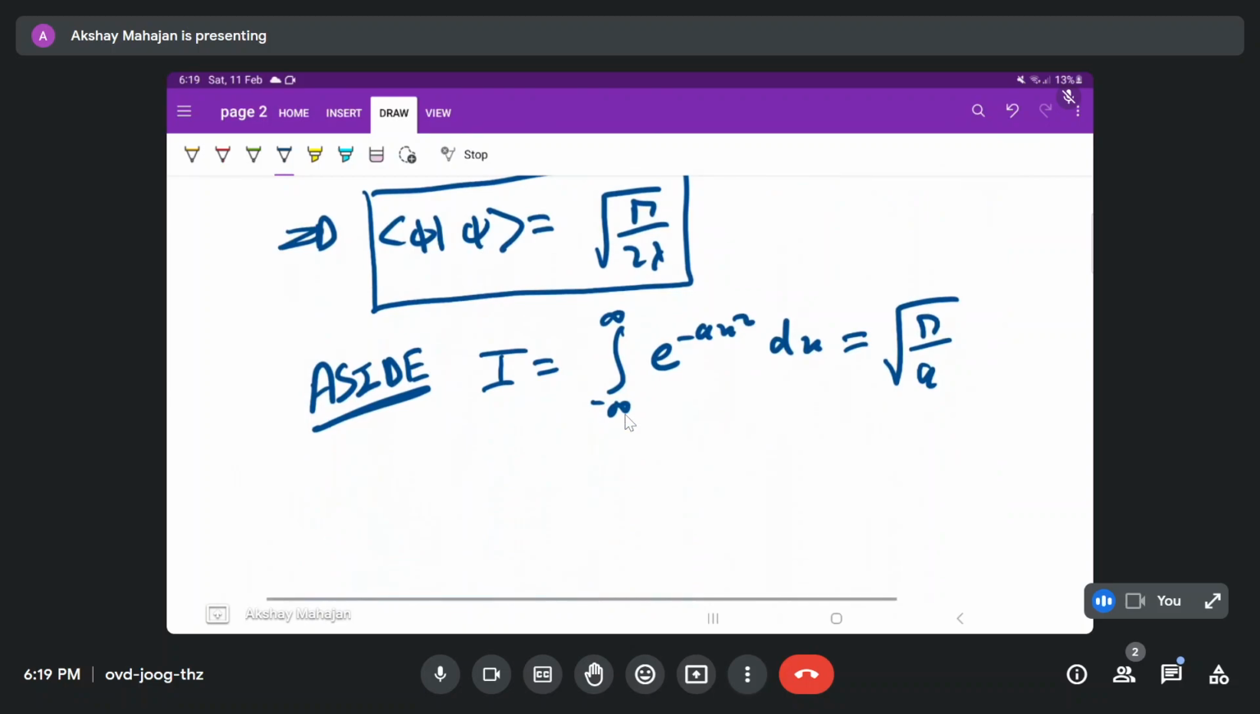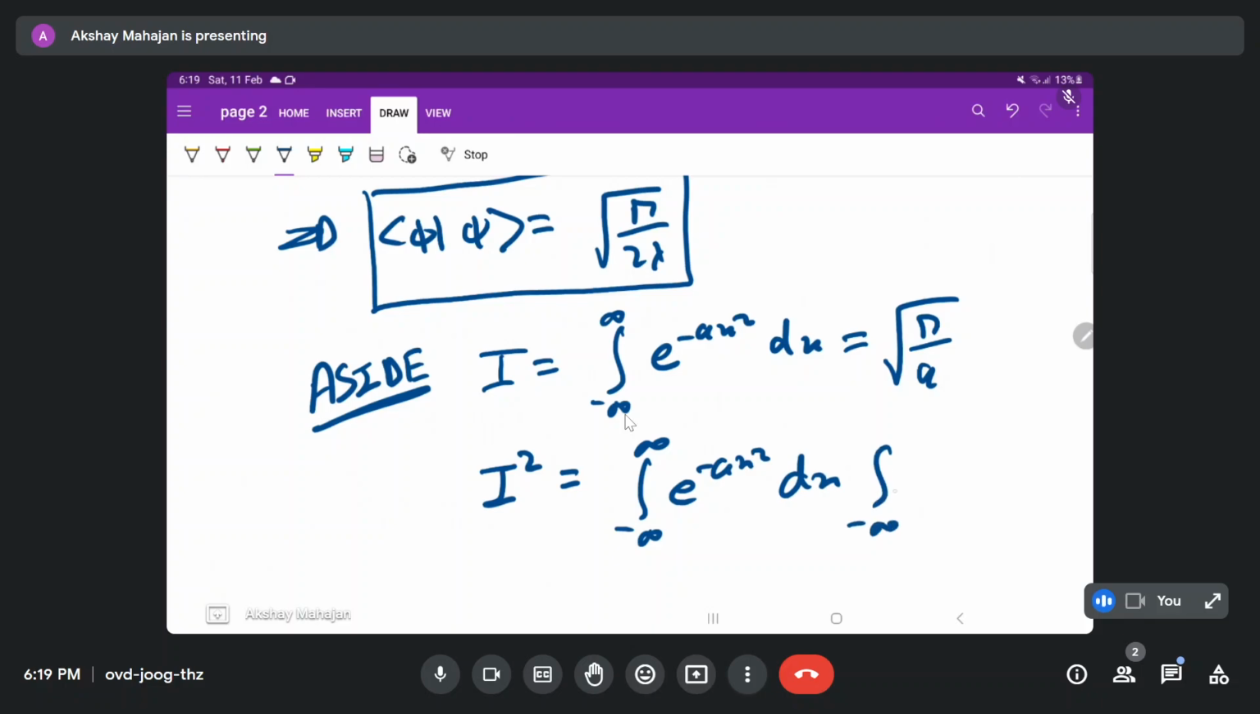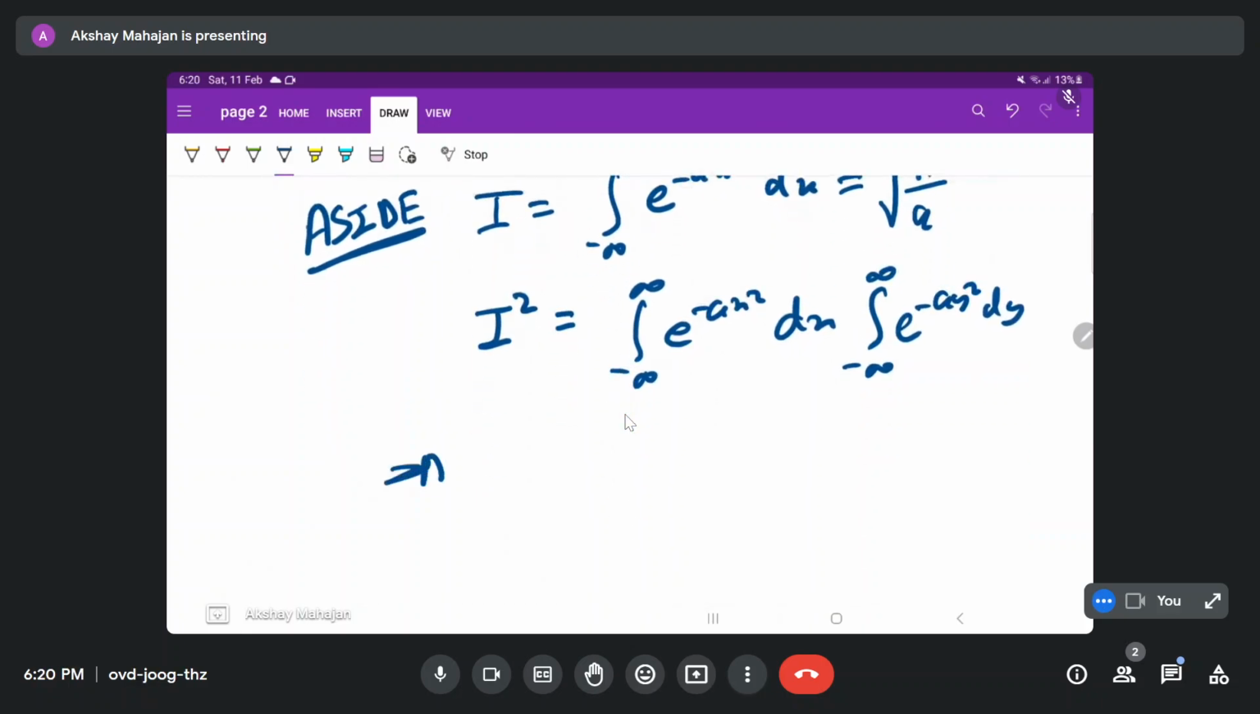Okay, so to solve this kind of integral, what you do is you say I equals this integral, and you take I squared. That will be, you can write it as the integral from minus infinity to infinity of e to the power minus a x squared dx, times the integral from minus infinity to infinity of e to the power minus a y squared dy. So what we have is I squared equals the double integral from minus infinity to infinity of dx dy times e to the power minus a (x squared plus y squared). Yeah, you will have just this.